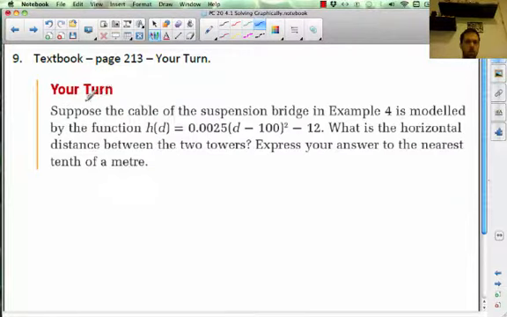Okay, here's your turn from page 213 in your textbook. Give it a try, and we can discuss this one tomorrow. You can plug this into your graphing calculator or into Desmos and see if you can figure out what the horizontal distance would be. This is based on example 4 in your textbook, so all the information is in there, and I'll see you in class tomorrow.